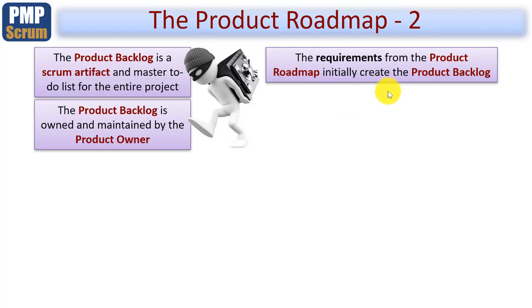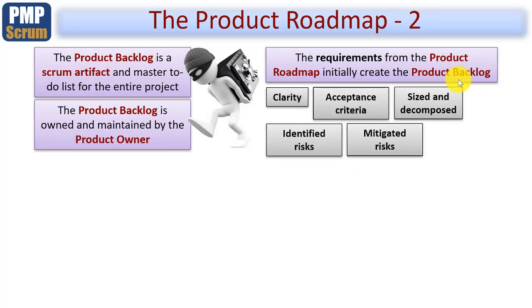So we take the requirements from the product roadmap initially to create the so-called product backlog. Now, you see, not all items in a product backlog will be at the same level of detail at the same time. So these product backlog items, features if you will, that you will need to work on soon should be near the top of the backlog. These will be small in size, very detailed, so that they can be worked on in a near-term sprint.